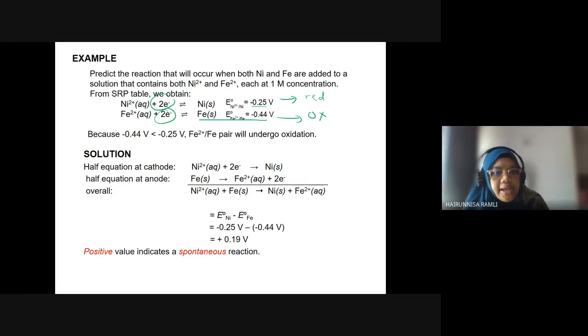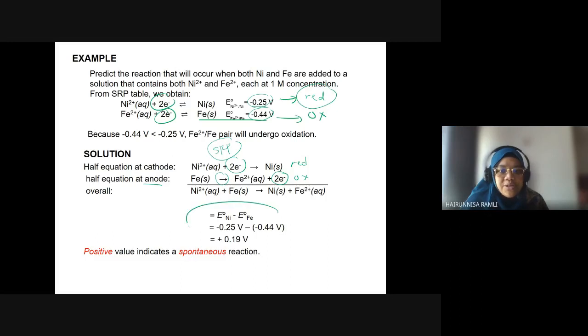Okay, so dia kata kat sini predict the reaction that will occur when both nickel and ferrum are added to a solution. So okay, in this case, sebab kita nak predict, maksudnya macam mana kita nak dapatkan half equation. So because of the value kat sini, reduction is for this one, oxidation is for this one. So you just tulis apa yang sepatutnya lah. Means that kita tahu nickel sepatutnya reduction. So you put equation nickel, half equation dia as reduction dekat cathode, and half equation dekat anode you put as oxidation lah. This one is equation yang bukan dalam bentuk SRP jangan confuse pula. So nampak elektron ni kat belakang pula kan? Sebab ini dalam bentuk equation yang biasa, half yang you belajar sebelum ni. Okay, so this is the overall.